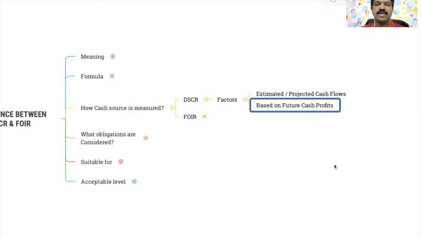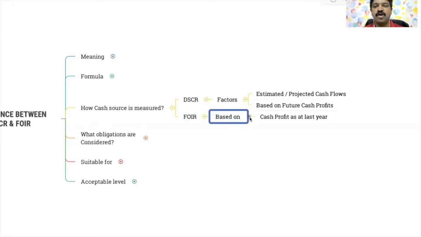Even for existing businesses which are going for expansion, it's possible that their cash profit can increase from their present level. In those cases also DSCR will work out. But wherever this FOIR ratio is used, it is always based on cash profit as at last year. It will be pegged at that level.